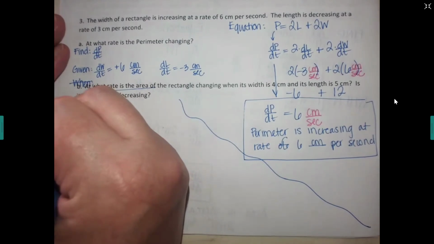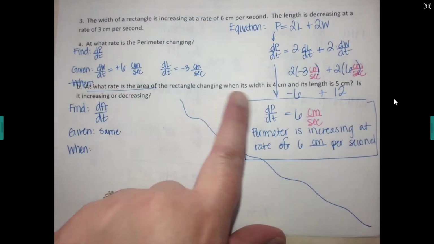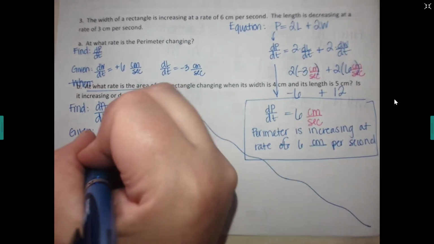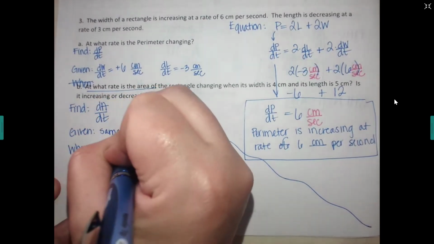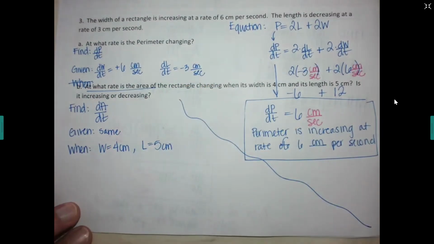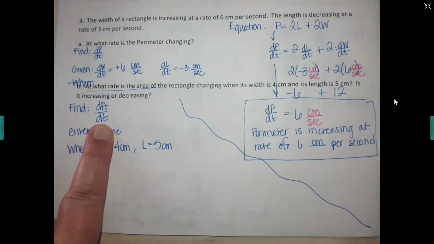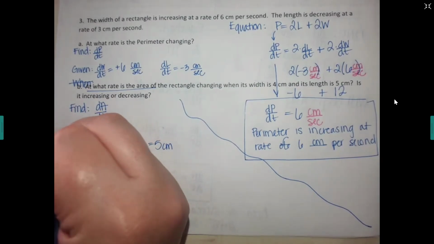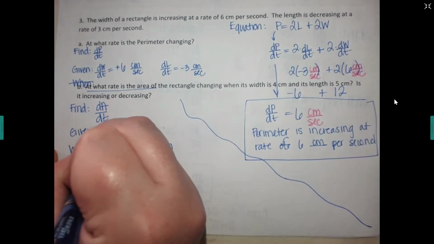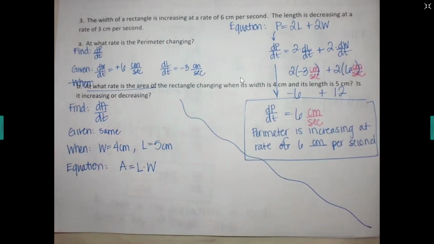Okay, then for my when. It says right here, when the width is 4 and the length is 5. So width is 4 and length is 5. Okay, then my equation, I'm gonna have to pick from that sheet. So this time we're talking about area, and this is still a rectangle. So if you want to peek back to your other sheet, we want the equation for the area of a rectangle, and it's length times width.